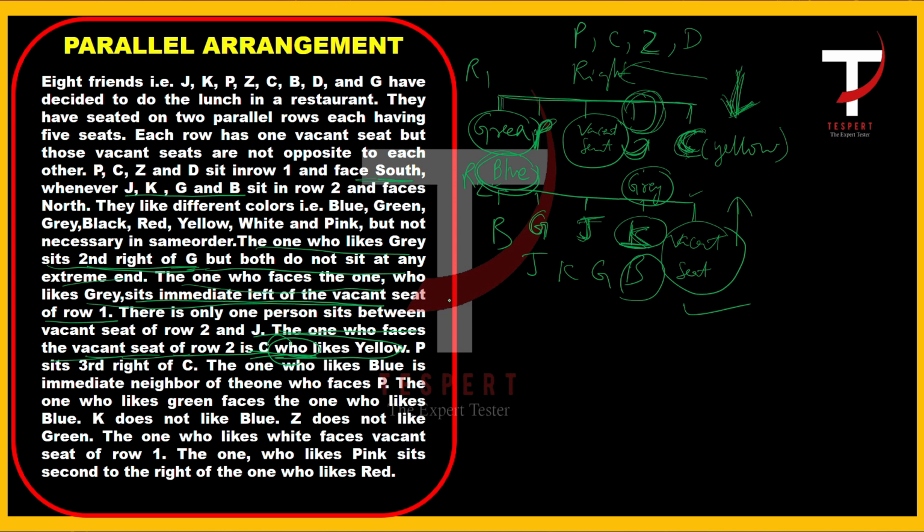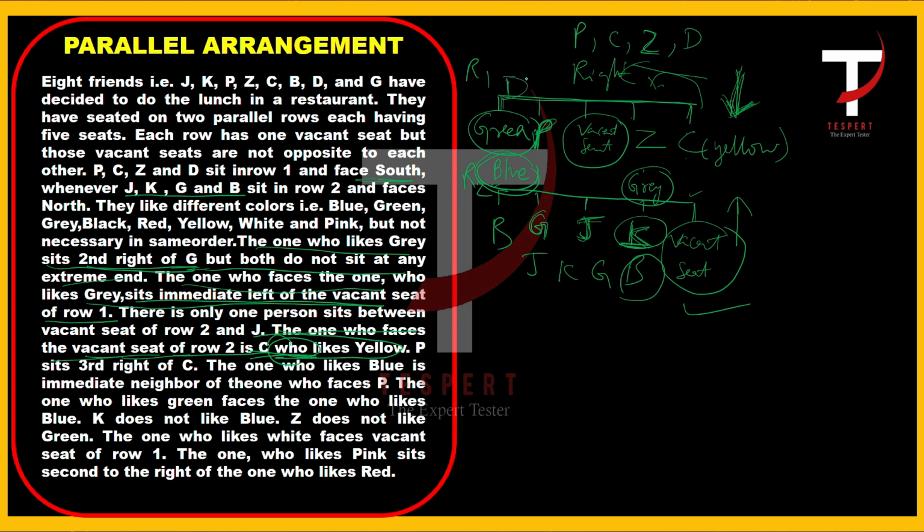And Z will be to the immediate right of C. So as this is C, the immediate right is this one. So Z will be here. What is remaining? C is filled, Z is filled, P is filled, and this one must be D.